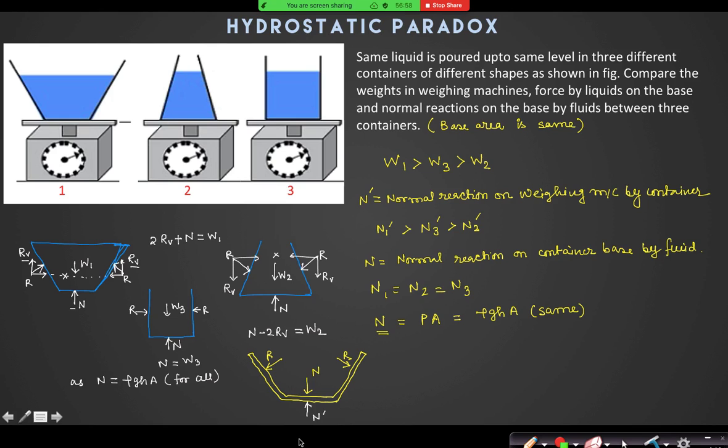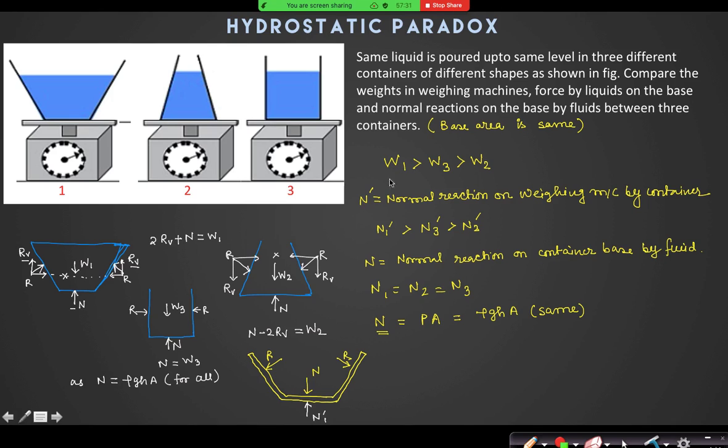I'm drawing the container free body diagram. All these three forces are due to the liquid, and the fourth force is due to the weighing machine. So if you equate this, what will you get? N prime is equal to N plus 2RV, which is nothing but W1. Understood? So N1 prime is equal to W1. Similarly, N2 prime is equal to W2, and N3 prime is equal to W3.